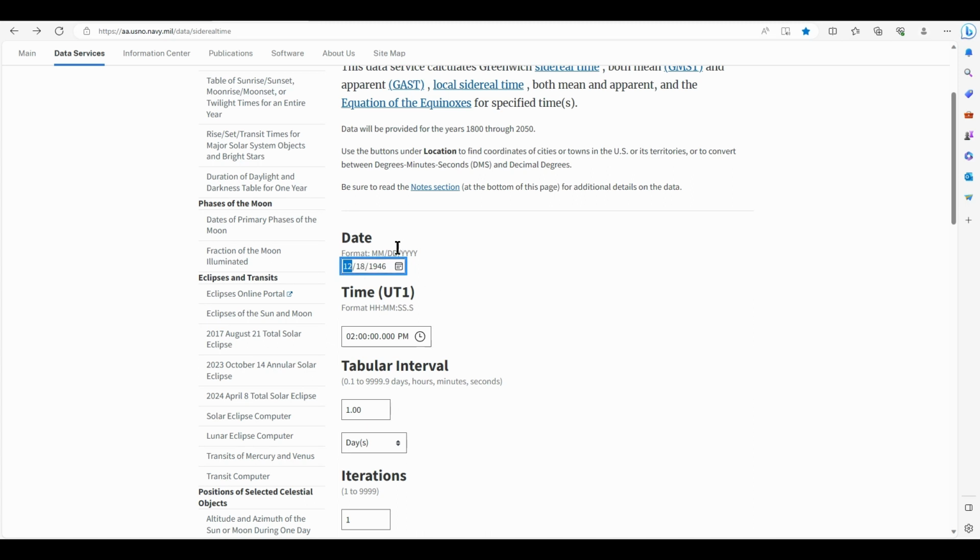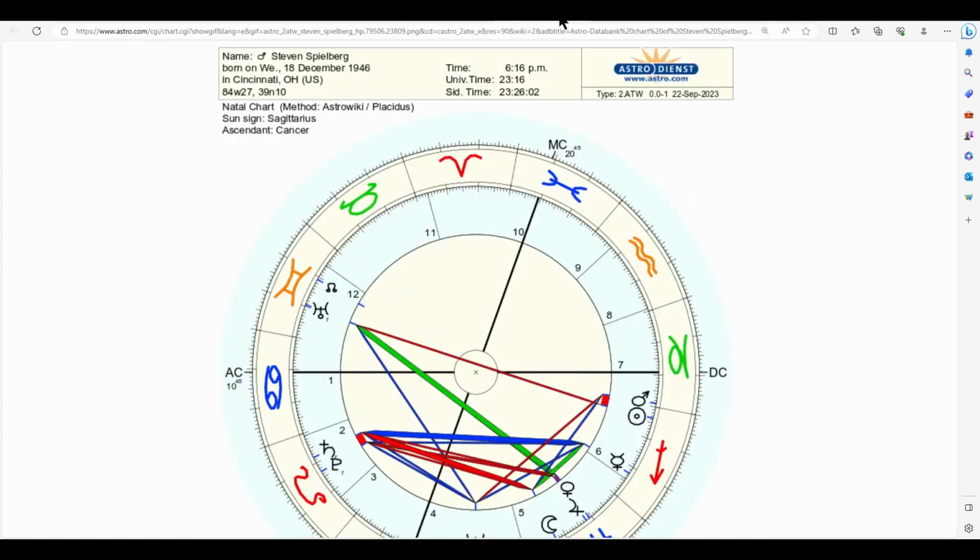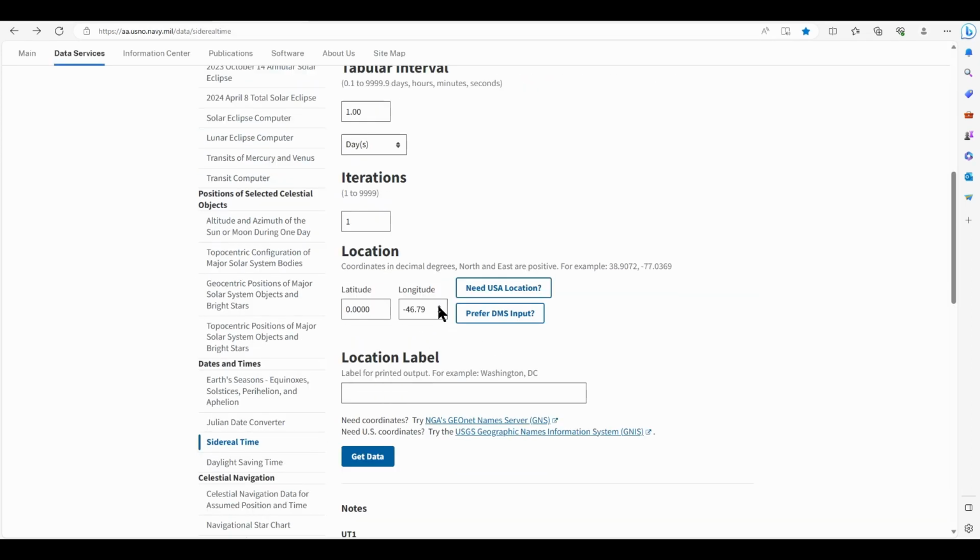So probably some military engineers wrote this page. So this is the date of Steven Spielberg. You need to put down the December, which is 12. You see right here that the order is month, date, and year. So December, date, 18, and you write down 1946. The hour is 6 p.m., 16 minutes. You can see here, 6 p.m., 16 minutes. So after that, the only thing you need to put here is the longitude.